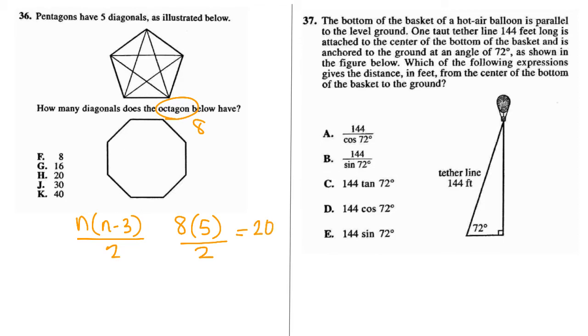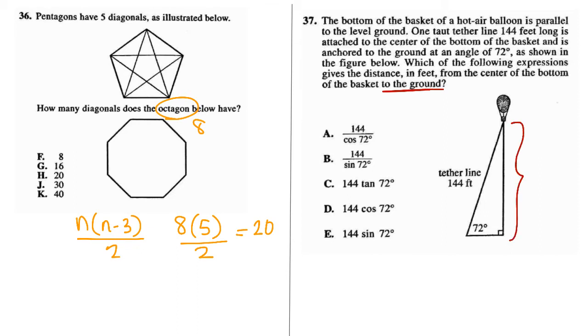Right, moving on to number 37. The bottom of a basket of a hot air balloon is parallel to the ground, and yada, yada, yada. We skim through the problem, and I would skim down to the actual meat of the question. Which of the following expressions gives the distance in feet from the center of the bottom of the basket to the ground? So this side here, that's what we're looking for.